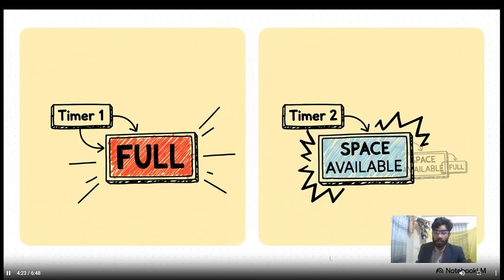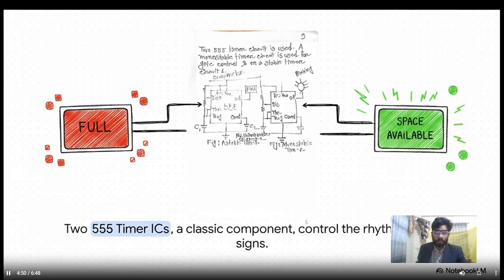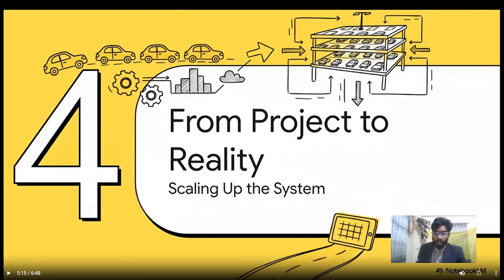This wasn't just some random blinking. The assignment required a very specific rhythm. The sign had to blink at 12 hertz. What makes all this possible is an absolute legend in the world of electronics, the 555 timer chip. This diagram shows the two timers used. It's awesome.